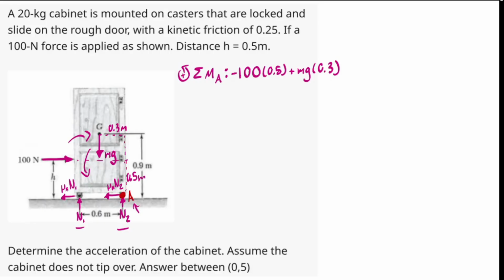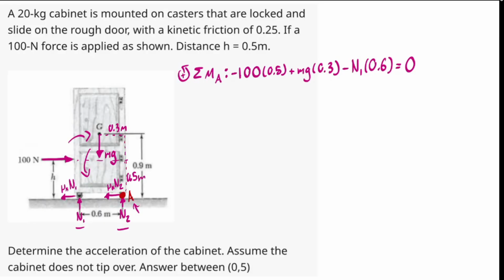Okay, so now I'm going to do N1. So this is minus N1 because it wants to rotate it clockwise. And then N1 is the whole width apart, so that's 0.6 meters. And that's going to equal 0, right? The reason it equals 0 is we're assuming that it's not moving yet. It's kind of still in a state of equilibrium because this cabinet was said to not tip over, right? So we're going to treat it as such.